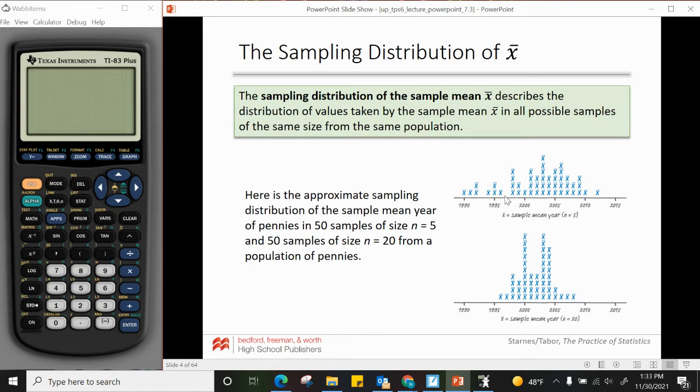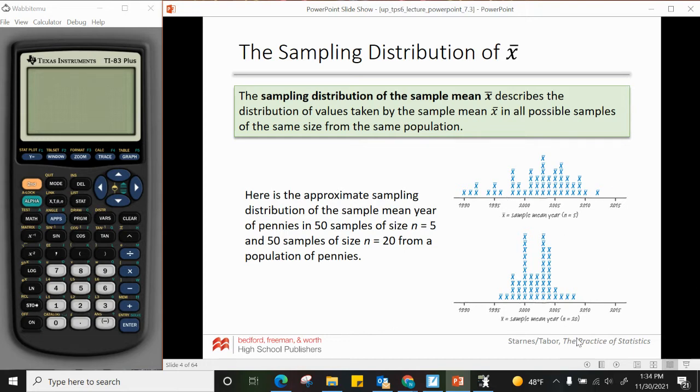Here's an example. Also consider our example that we did with the pennies activity. We made multiple approximated sampling distributions. Here they are showing the approximate sampling distribution of the sample mean year of pennies in 50 samples. They did it 50 times with size 5 and then size 20. We did it in class with n equal to 4 and n equal to 32. Those were slightly different, but they look similar.